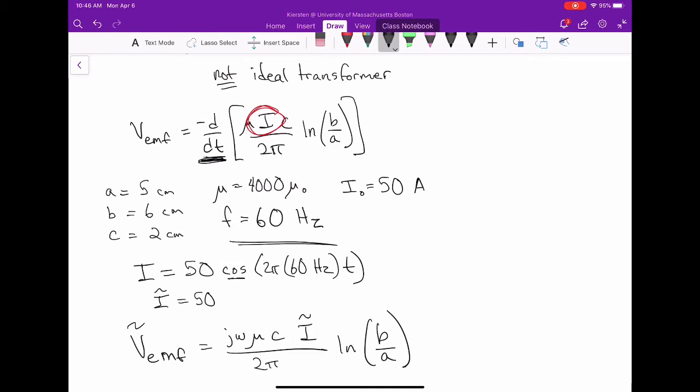I can make this a little bit simpler by noting that omega is just 2 pi times the frequency, so then it becomes j f mu c, phasor version of I, ln of b over a. I'm going to take all of that stuff and multiply it out in my favorite calculator, which is just the search box on Google, and figure out what the answer is.